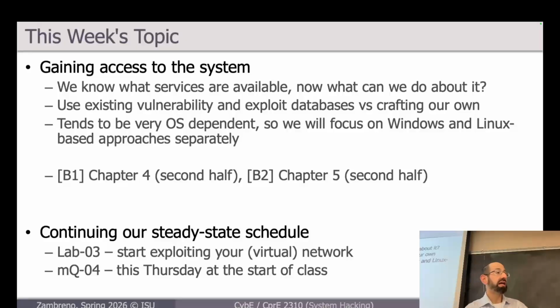There are other classes that do focus more on things like reverse engineering of software and hardware to better understand how to craft your own exploits. That tends to be at that 4,000 to 5,000 level here at Iowa State, because you really do. It's one thing to read an existing exploit or vulnerability. It's something quite different to create your own.